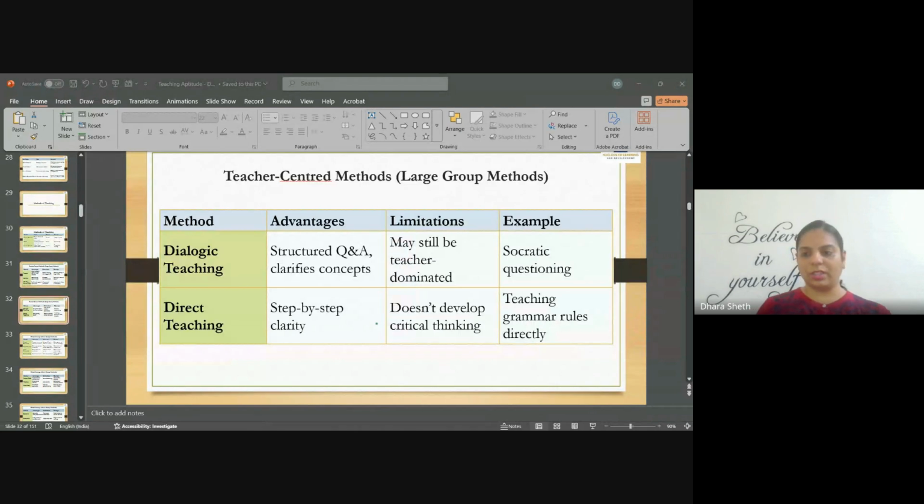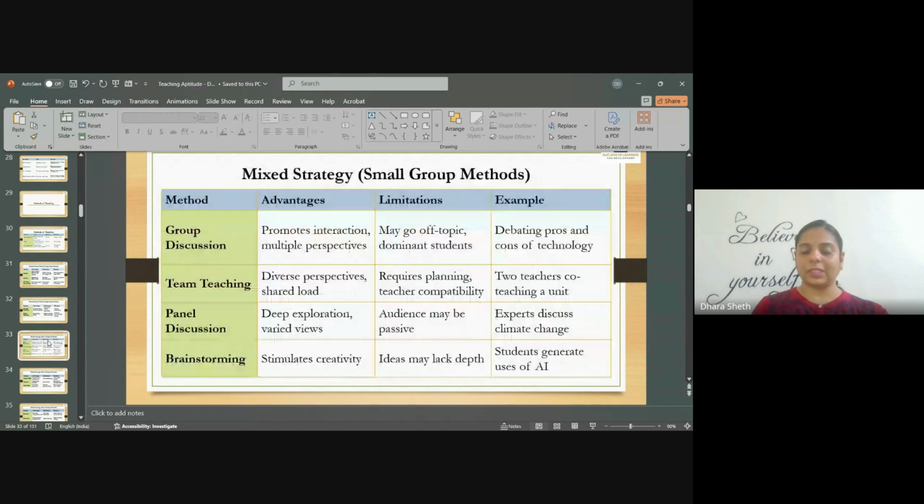Learner-centric. We will come to learner-centric methods and you will probably know it better. Mixed, where the group is small and the teacher is involved, but the learners are also learning something on their own. Like group discussion, promotes interaction, multiple perspectives. It may go off topic, like you are standing there in the class, you divide the class into 2 or 3 groups and say, now have a discussion.